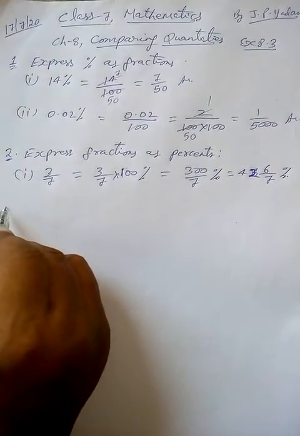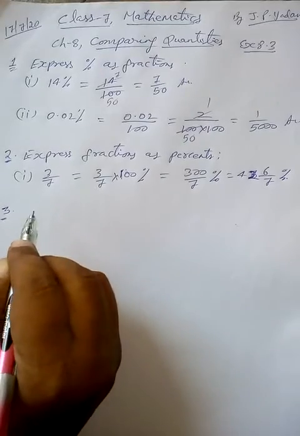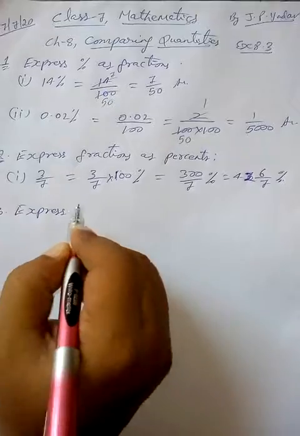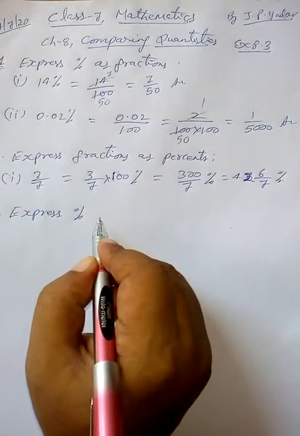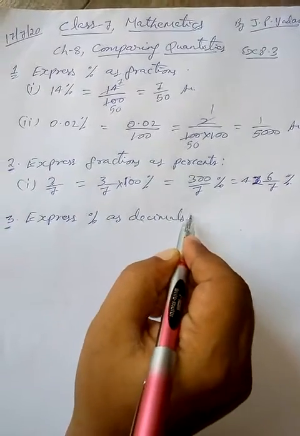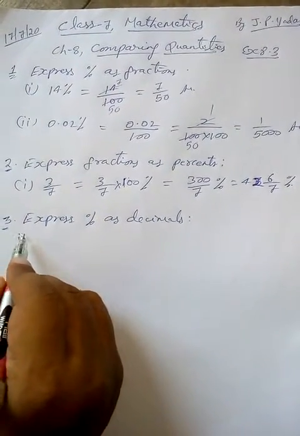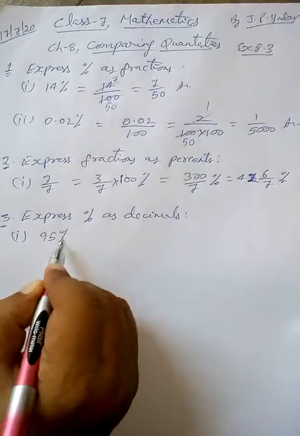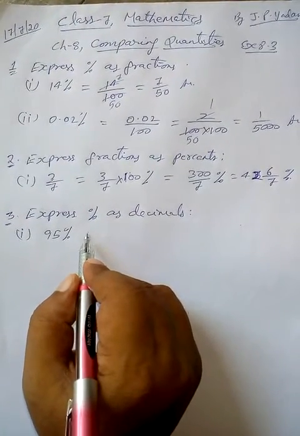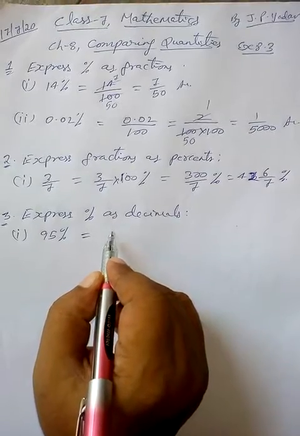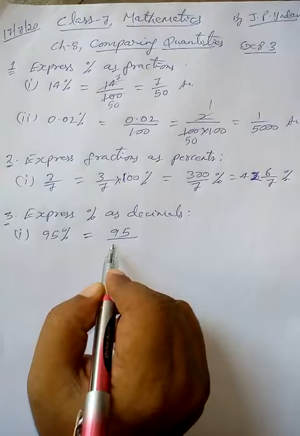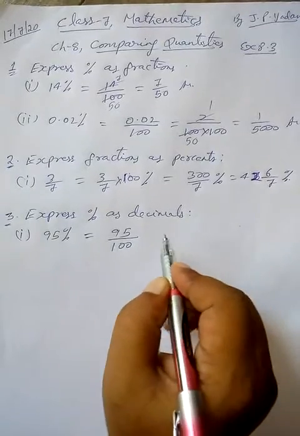So next, question number 3. Express percents as decimals. Here too, this is a percent, 95%. You have to convert it into a decimal. For that, first you remove the percent. You will get 95 by 100.